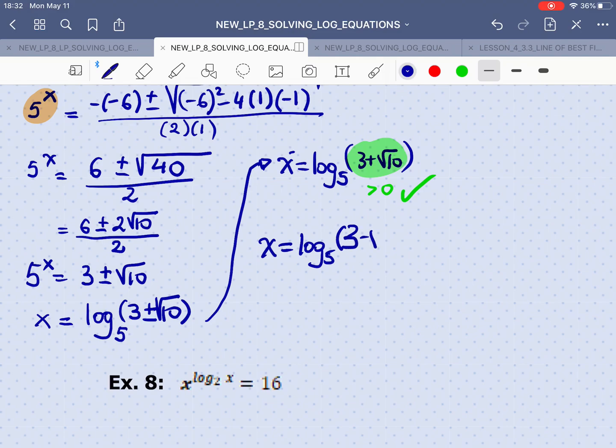And x equals log with base 5 of 3 minus root of 10. Okay. This one here. Root of 10 is a number bigger than 3, so that would be a negative number. So we won't let this solution go through. So we're going to say we only have one answer, or one solution, which is log with base 5 of 3 plus root of 10.